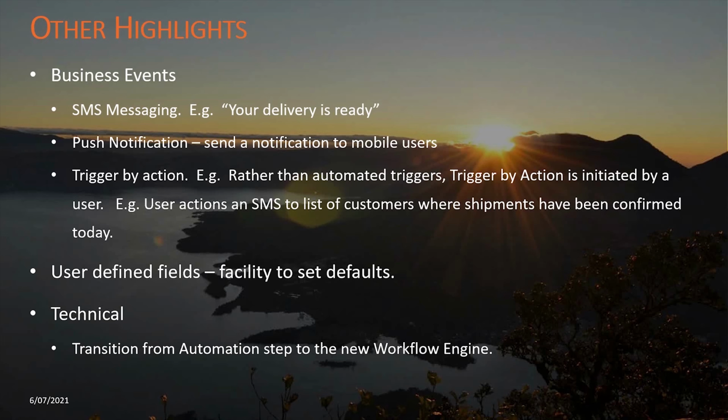The next one's a little hard to explain. It's called trigger by action. So rather than automated triggers, what you can do is you can have an inquiry up on the screen, do some filtering and just say, I want to push out a particular email or something like that to those customers or those persons identified in that inquiry. So quite useful. For instance, you could say, well, here's a list of customers. I want to send them all an SMS, this particular SMS.